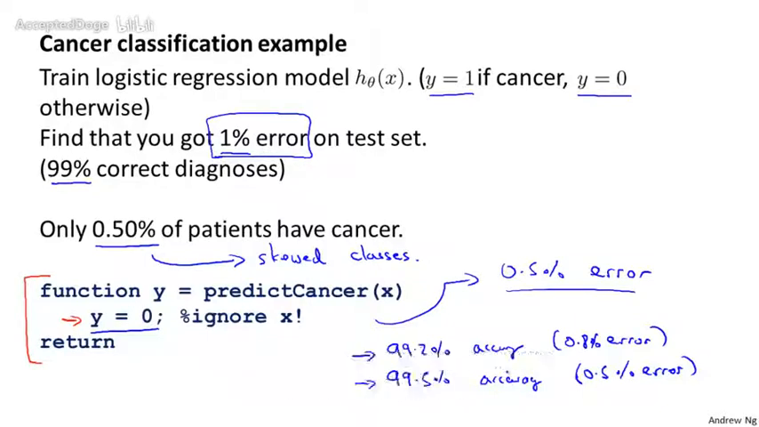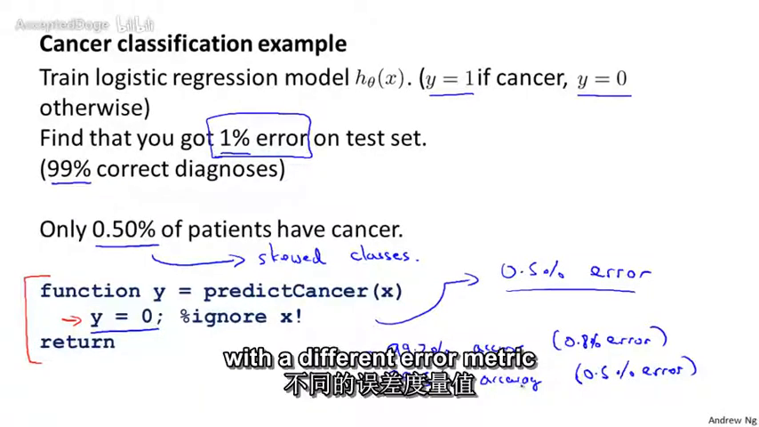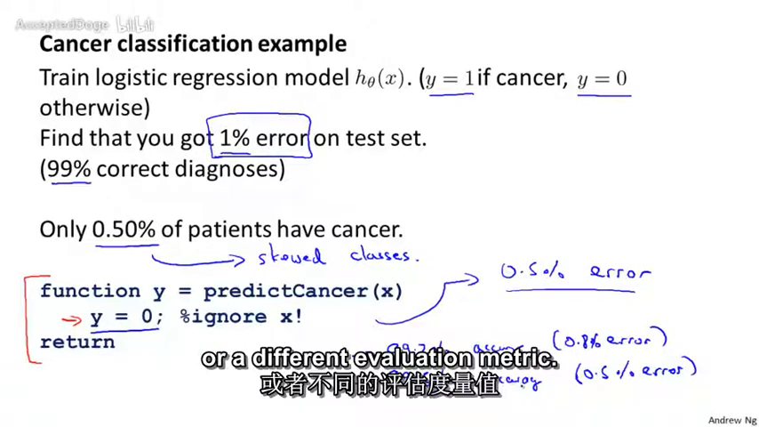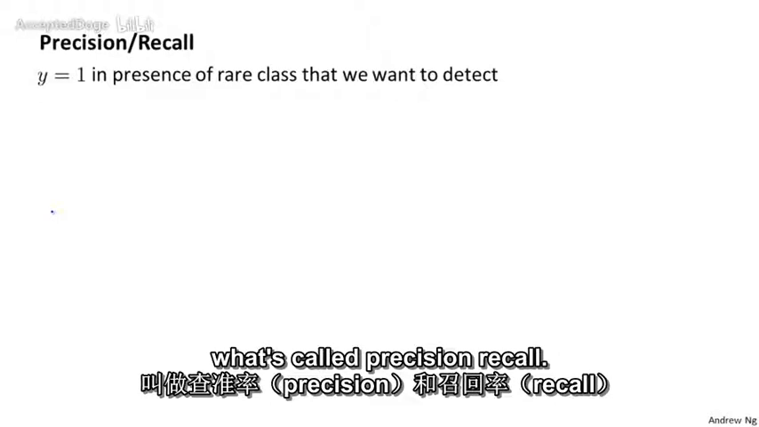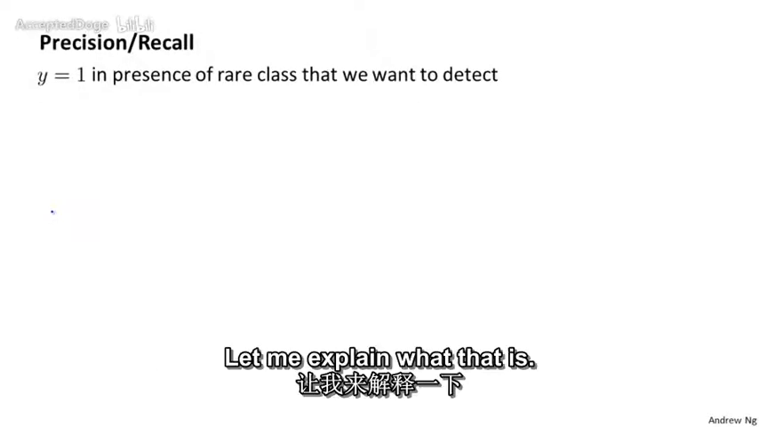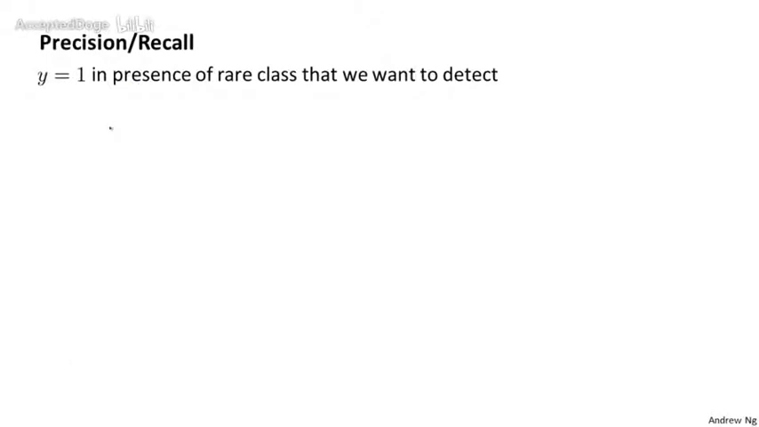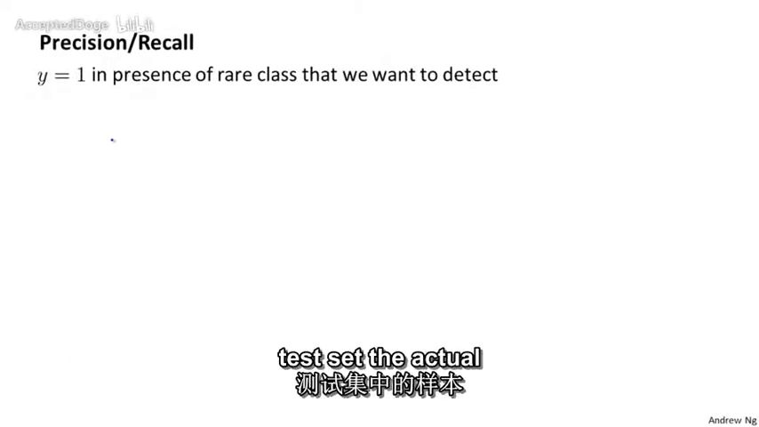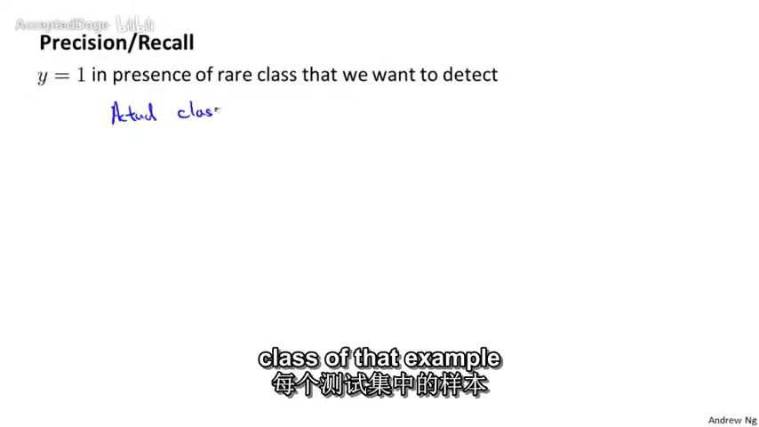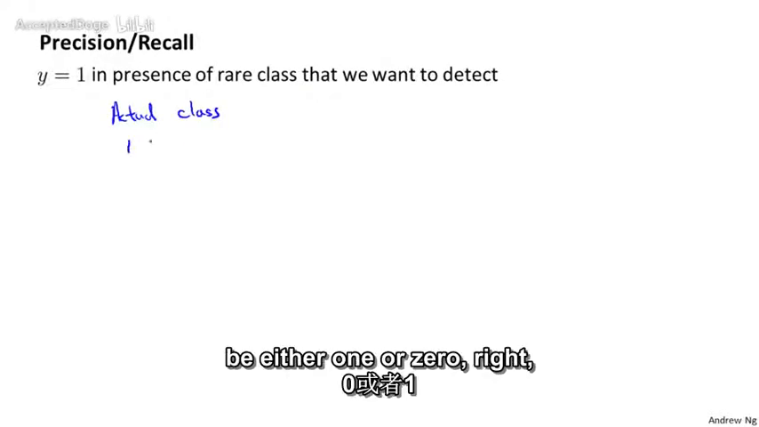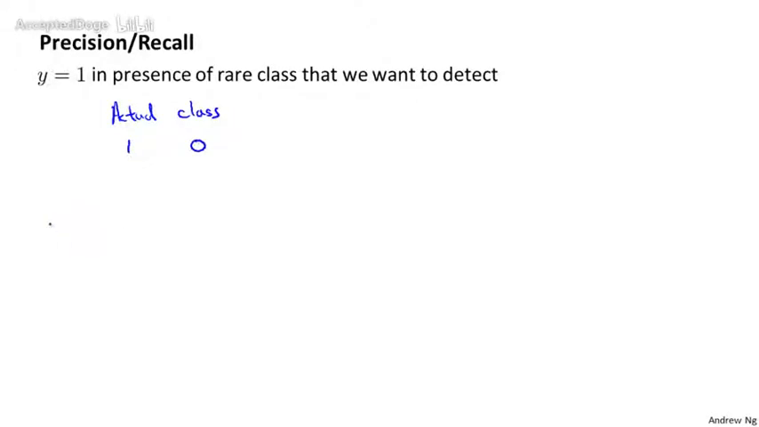When we're faced with such skewed classes, therefore, we would want to come up with a different error metric or a different evaluation metric. One such evaluation metric is what's called precision recall. Let me explain what that is. Let's say we're evaluating a classifier on a test set. For the examples in the test set, the actual class of that example is going to be either 1 or 0, right? If it's a binary classification problem.